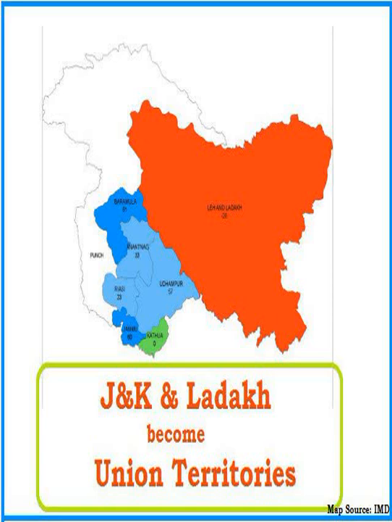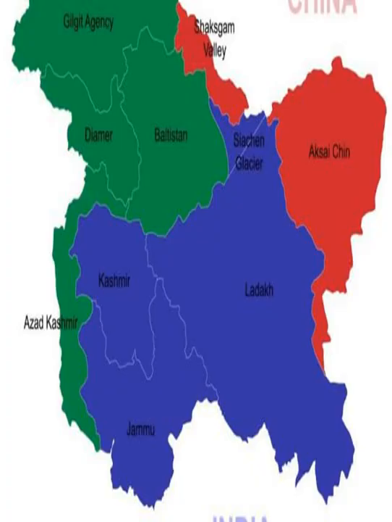A resolution to repeal Article 370 was passed by both the houses of the Parliament of India in August 2019. At the same time, a Reorganisation Act was also passed, which would reconstitute the state into two union territories, Jammu and Kashmir and Ladakh. The reorganisation took effect from the 31st of October 2019.